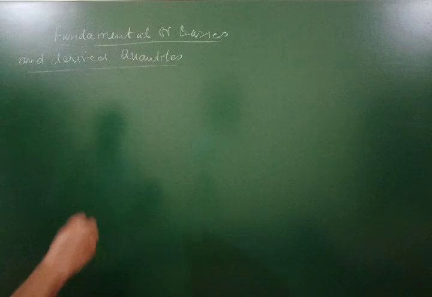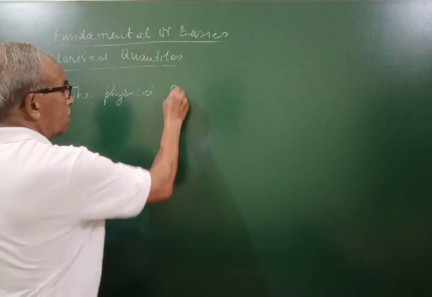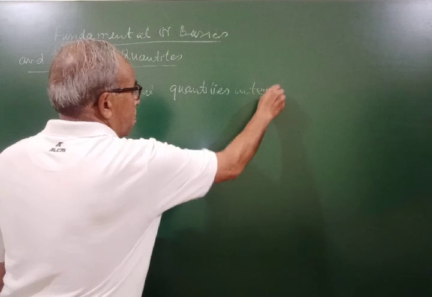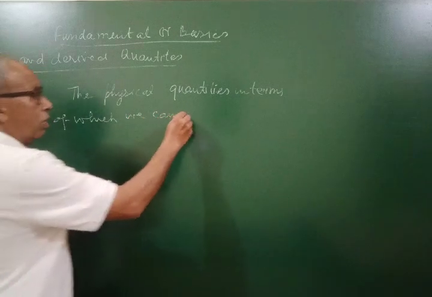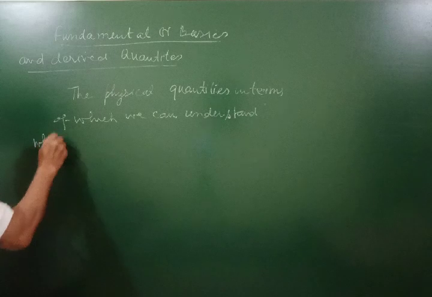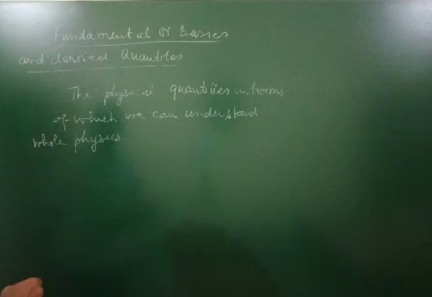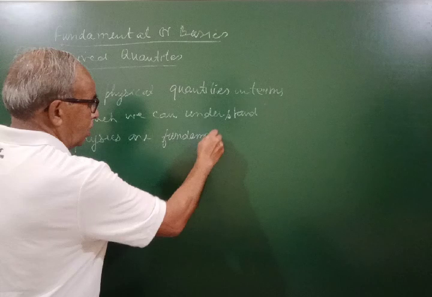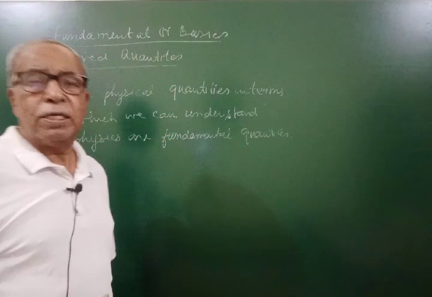I repeat, in physics, the physical quantities in terms of which we can understand the whole of physics, or which cover the total scope of physics, are called fundamental quantities. These quantities are independent of each other.